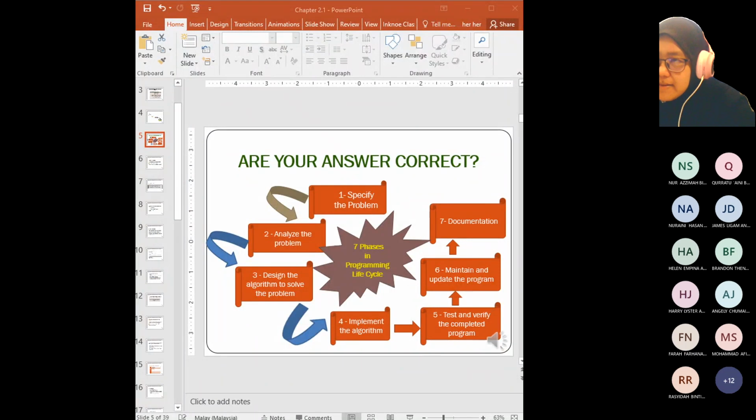Ada yang dapat salah 1 tak? 3, 4, 5 orang betul semua. Ada lagi yang betul semua? Saya nak bagi emoticon untuk salah 1. Ada tak? 1 je salah.